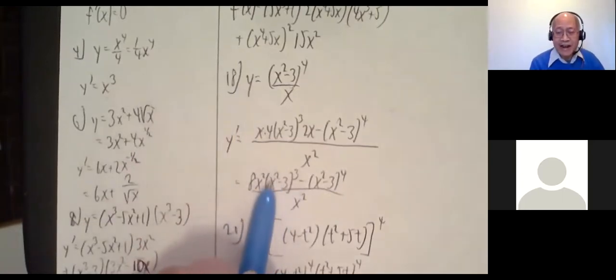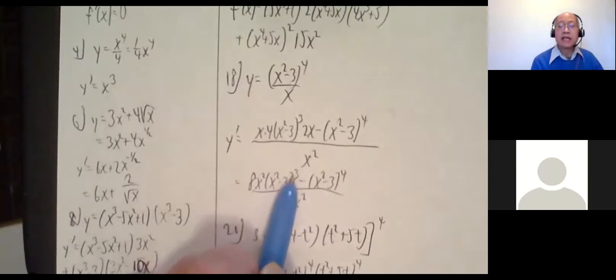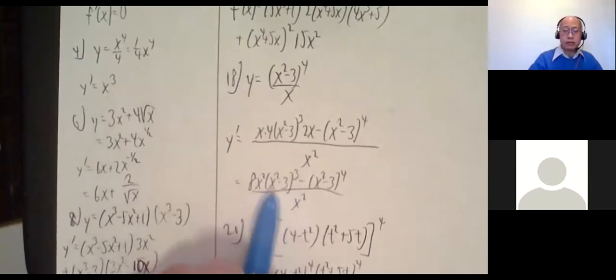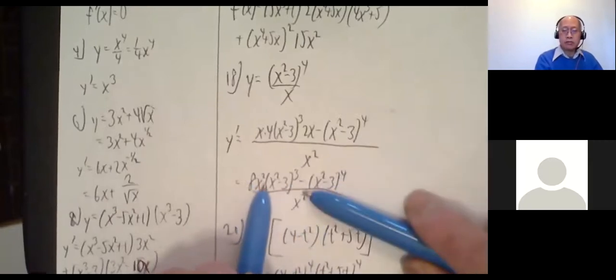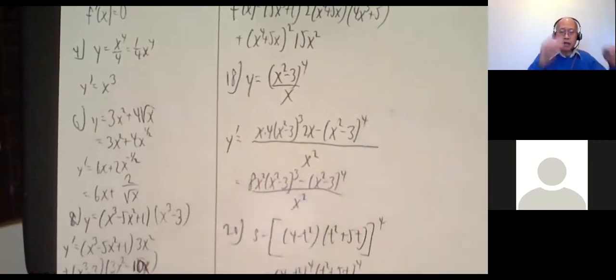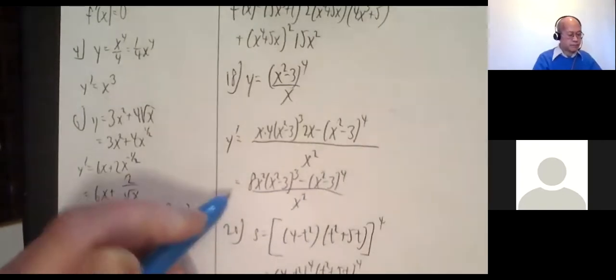But you could factor out (x squared minus 3) cubed, right? That is (x squared minus 3) cubed. That is (x squared minus 3) to the fourth power. So you could factor out an (x squared minus 3) cubed and then keep going after that, but again, I don't really think it's worth it.